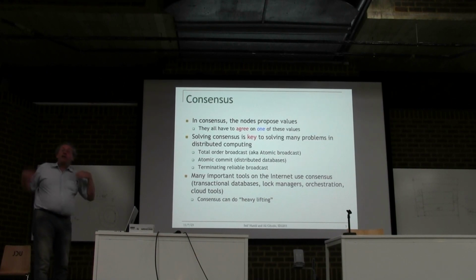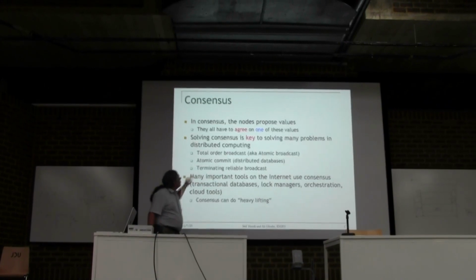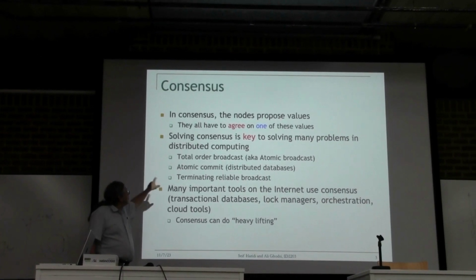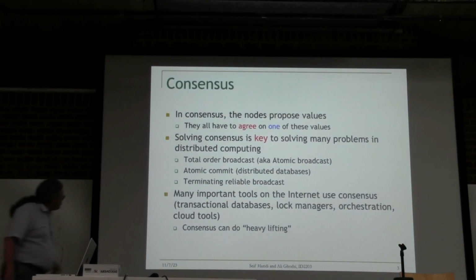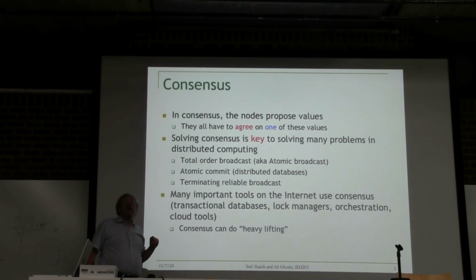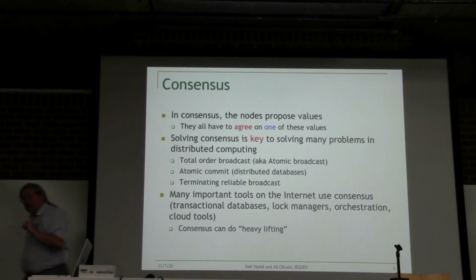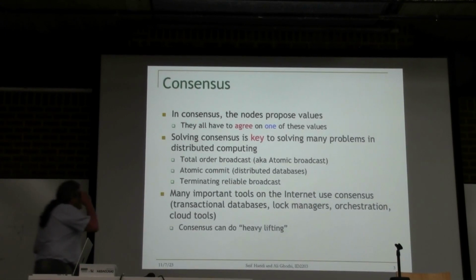We already saw a little bit of that. Total order broadcast, also known as atomic broadcast. Commit, which has to be atomic, distributed databases. Okay, and another one we'll see, which is called terminating reliable broadcast. This is knowing when the reliable broadcast is finished. That's very hard, knowing when it's done.